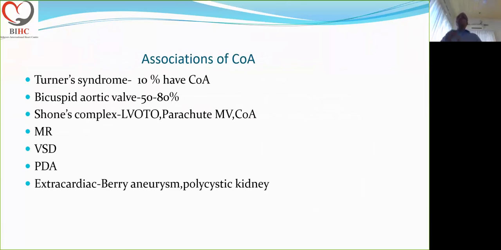And sometimes the obstruction may occur at multiple levels, not only coarctation, but in the LV outflow tract and also in the mitral valve. So when you have this combination of LV outflow obstruction, parachute mitral valve, and a coarctation, it's called a Shone's complex. Mitral valve abnormality may result in mitral regurgitation. Other lesions like a VSD or a PDA are commonly found. And extracardiac problems like a berry aneurysm in the cerebral circulation or a polycystic kidney are also not uncommon in coarctation.